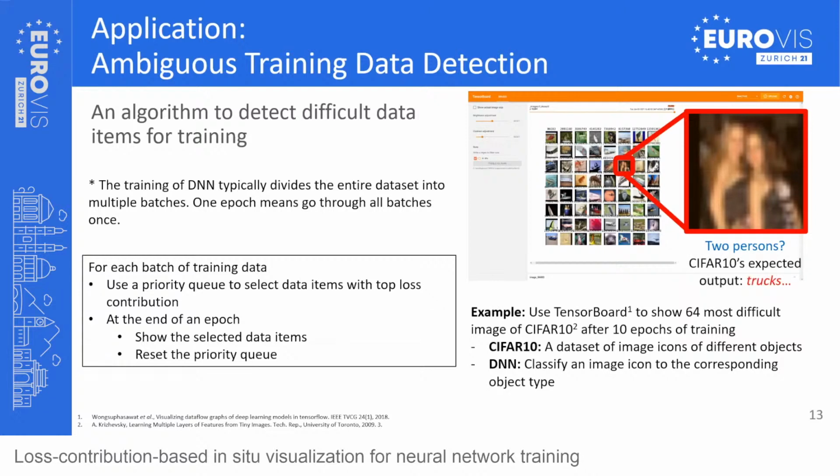However, CIFAR-10 does not have object classes for persons. It seems that CIFAR-10 incorrectly annotates the objects here as trucks. In such a case, it is impossible to train an image classifier to classify these as trucks. With an in situ visualization algorithm like ours, we can detect an issue like this before the training finishes.